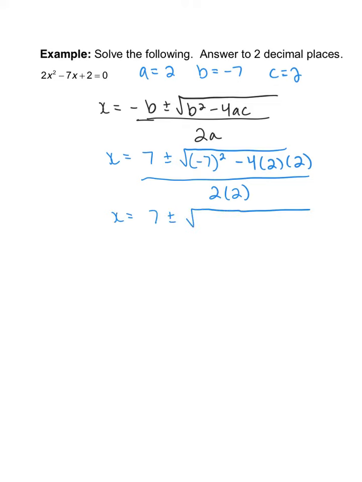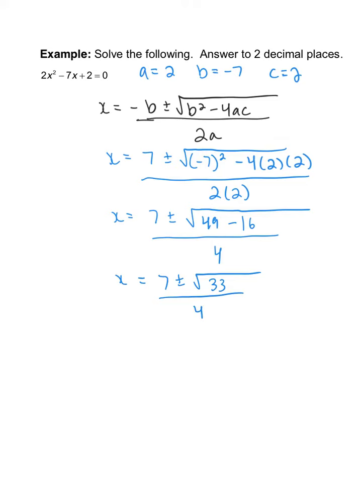I'm going to simplify inside the square root by squaring the 7, which is positive 49. So be careful on your calculator that you get a positive 49 there. You might need to add the brackets on your calculator because you don't want to get negative 49. And then minus 4 times 2 times 2, which is 16, divided by 4. Again, simplify inside the square root to get the square root of 33, divided by 4.